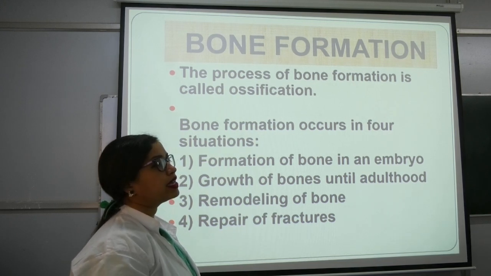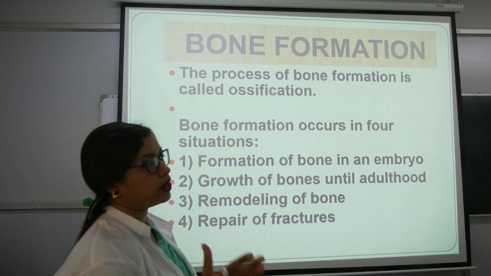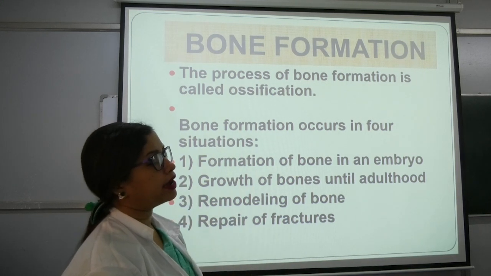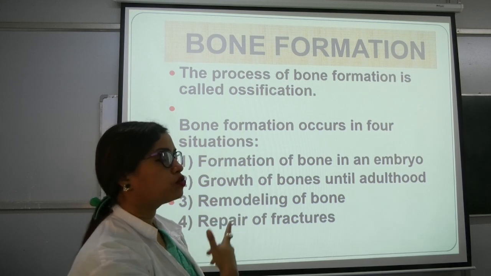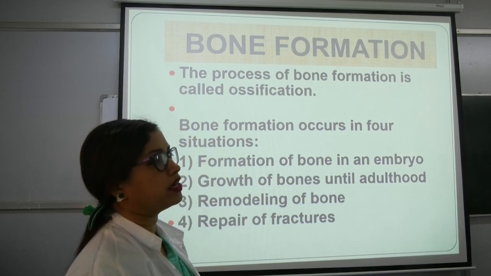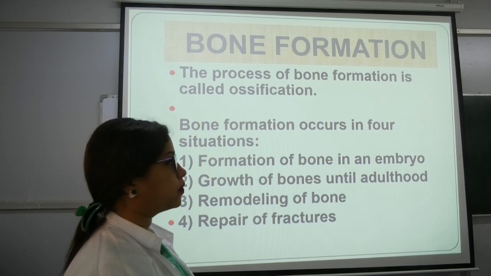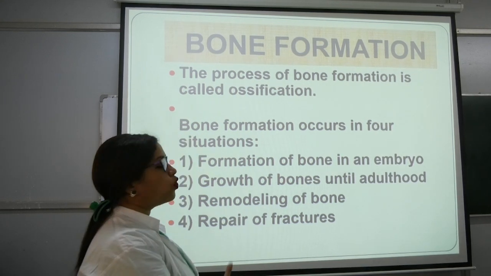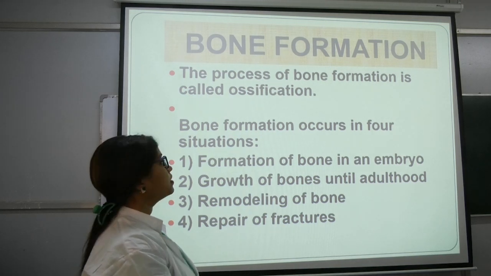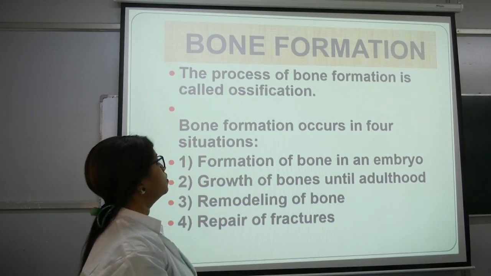So you see one thing, the mandible. You just compare between the newborn, adult, and the old age. The shape of the mandible is different. So this process is known as remodeling. So these are the 4 processes where we are having this ossification.